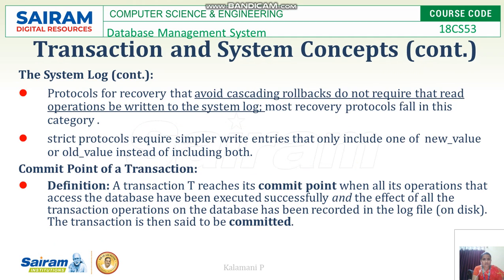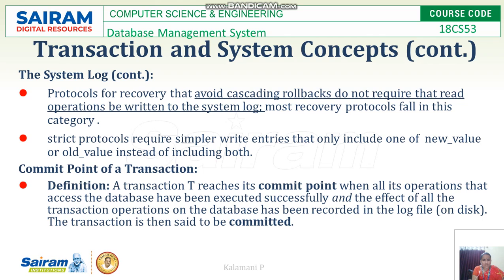The system log file uses protocols for recovery that avoid cascading rollbacks and do not require that read operations be written in the system log. The strict protocols require simple write entries that include only the new value or the old value instead of both. Only one value is maintained in strict protocols.